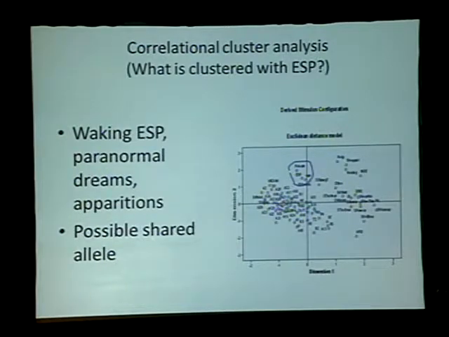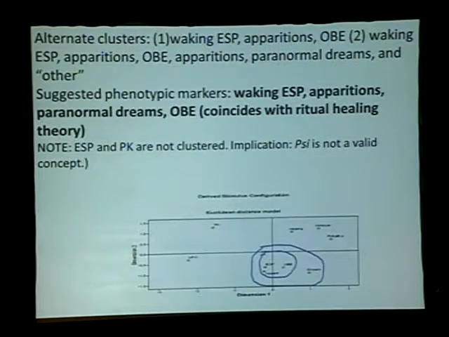Here's the big picture. We'll look at correlational clusters. What's clustered with ESP? Okay, here's our cluster right here: waking ESP, paranormal dreams, apparitions, possible shared allele. Not a very tight cluster. Let's look at another analytical configuration. Here's another cluster. The small cluster has waking ESP, apparitions, out-of-body experience, and then we look at a larger cluster here, which has waking ESP. So here are our phenotypic markers: perhaps waking ESP, apparitions, paranormal dreams, OBE. That kind of fits in with the ritual healing theory. It's not a very tight cluster, but I don't know, we'll talk about this later.